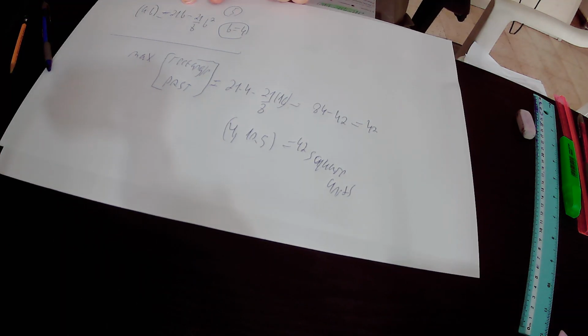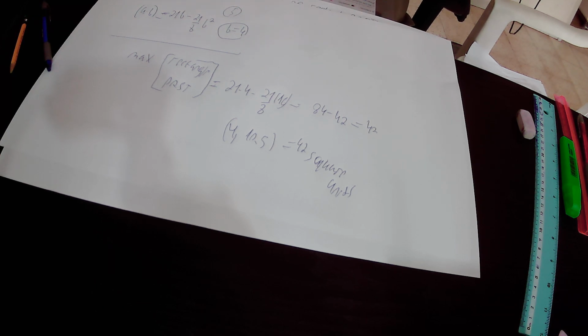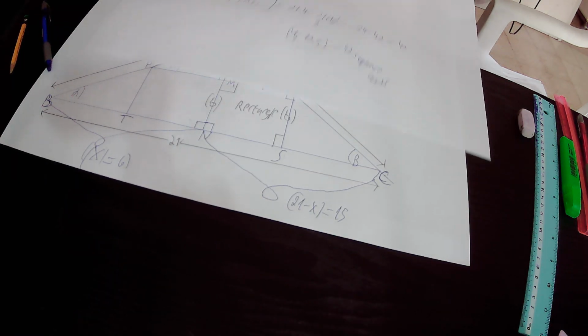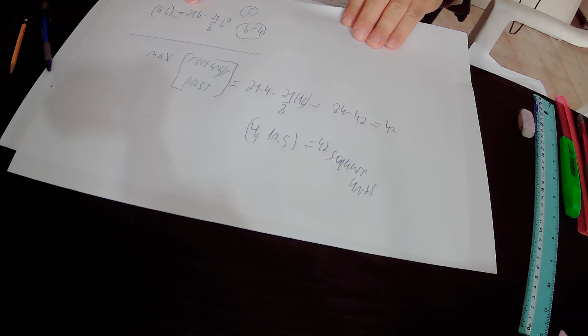AB is the area function, because AB is the area of this rectangle PQST, and it is equal to 21b minus 21 over 8 times b squared. And we already found out that we get the maximum value of this area function when the width b equals to 4. Now we'll substitute b by 4 in order to find out the maximum area of this rectangle PQST.